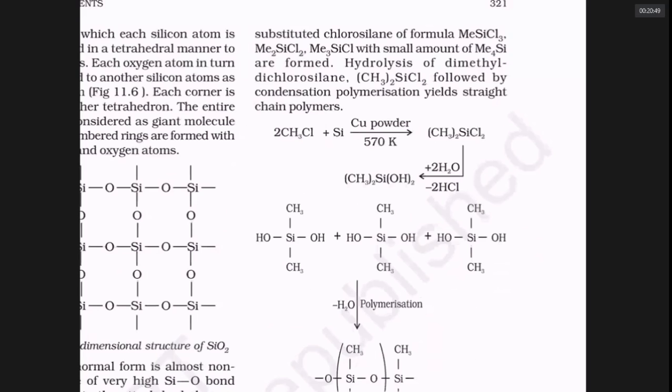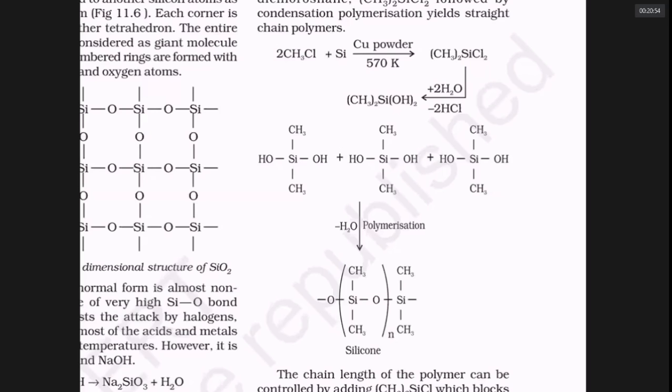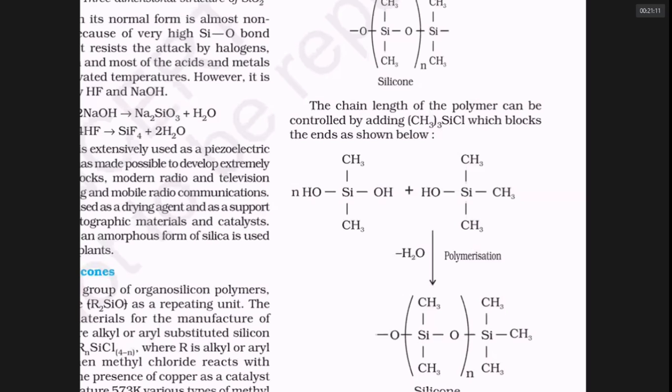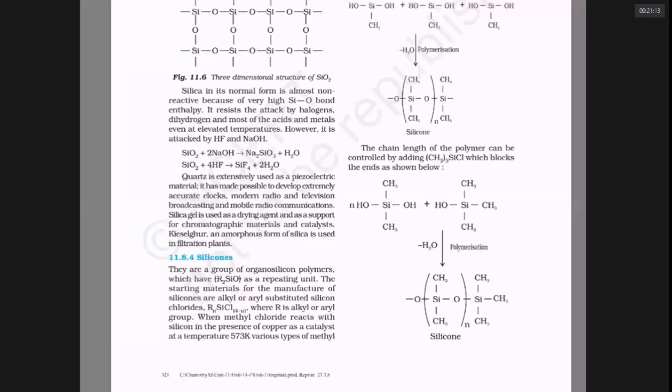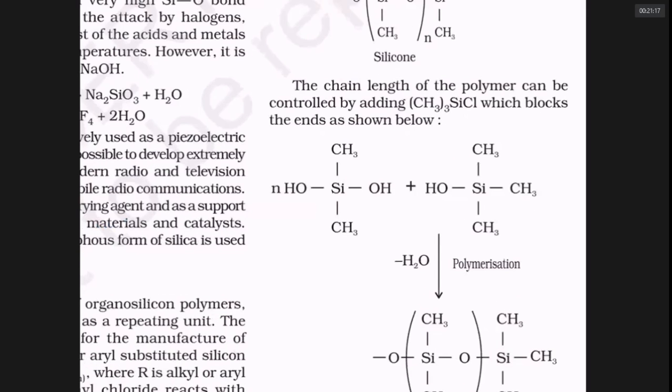Normally the chain grows without control. If you want to close the chain, you should add (CH3)3SiCl, trimethylchlorosilane. If you use this trimethylchlorosilane at one end, the reaction closes there. You can also take another compound like trichloromethyl silane.